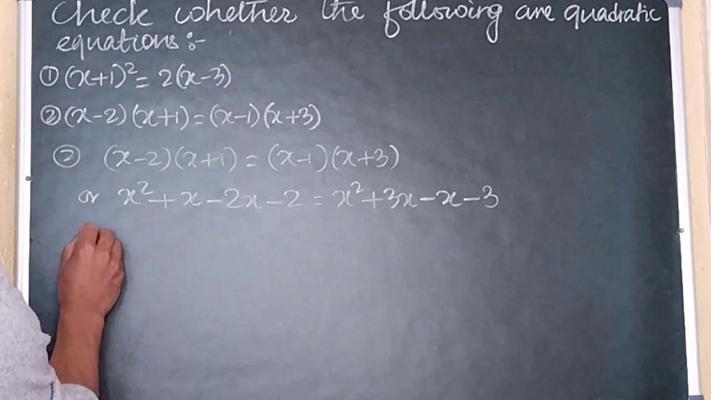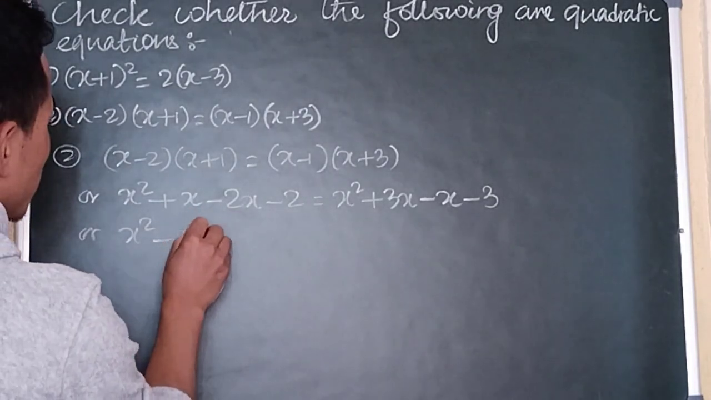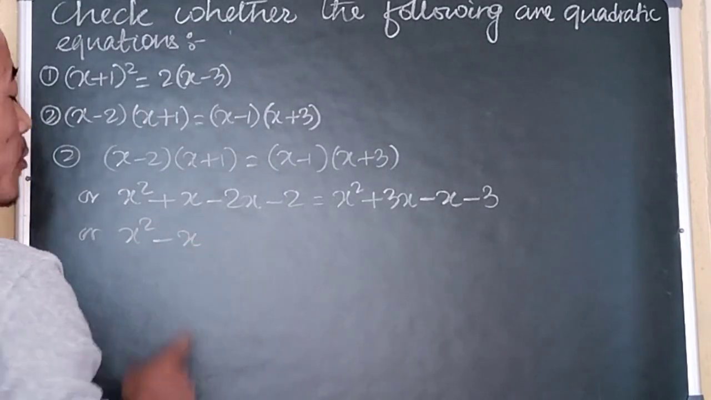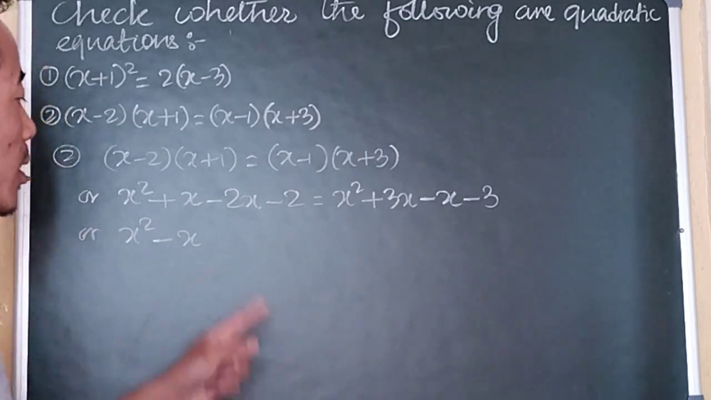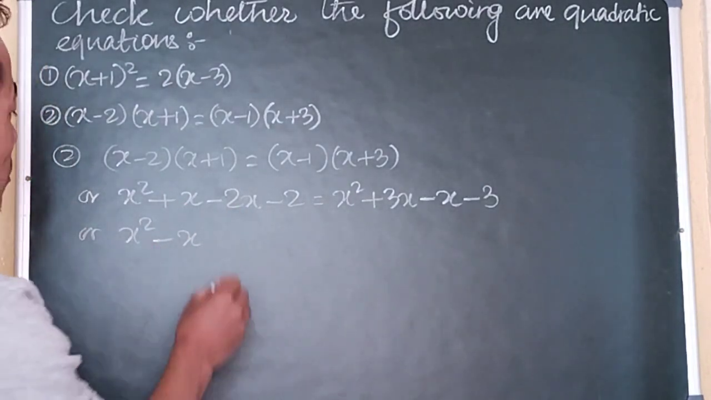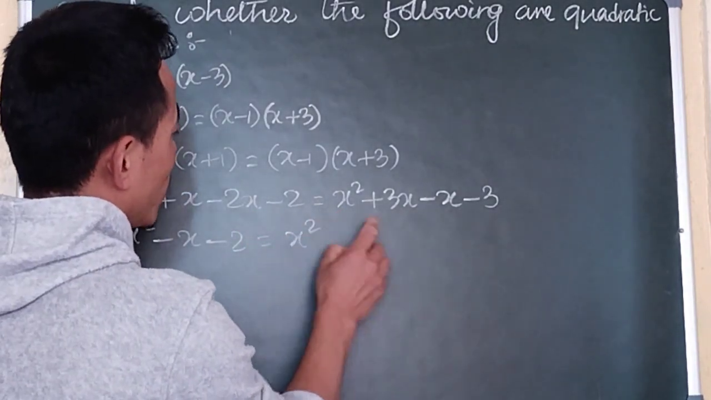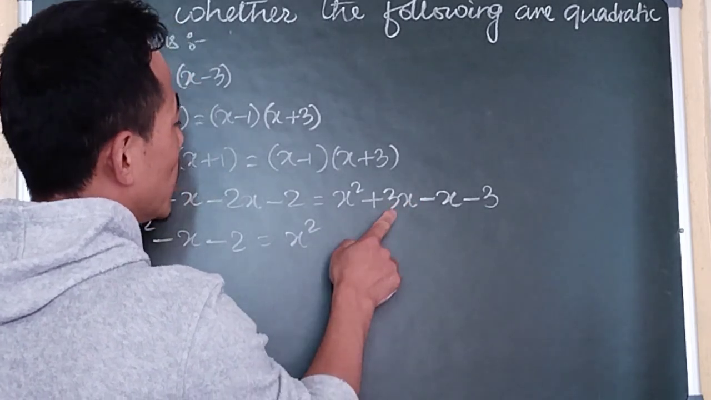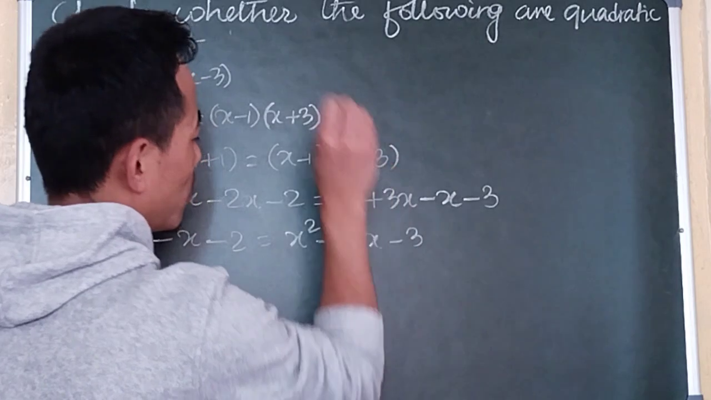Now let's rearrange the equation further. x squared, this and this gives us minus x. Remember, they have opposite sign. So whenever they have opposite sign, you have to take the difference. And the sign will be of the greater value. So 2x is greater than x. That's why we have minus x here. Then we have minus 2. Then on the right hand side also, x squared plus 3x minus x. So opposite sign, again take the difference. 3x is greater, so here it will be plus 2x minus 3.